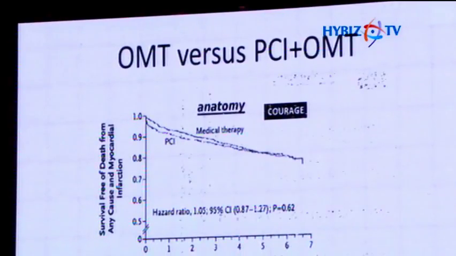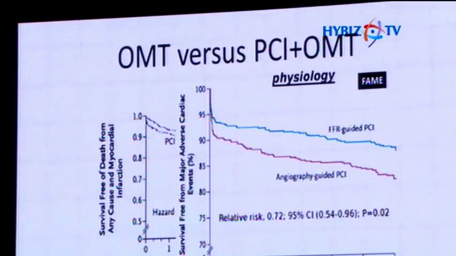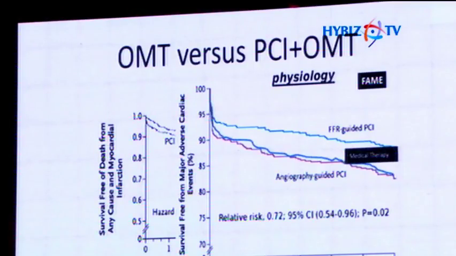Now, let's think about the FAME trial, where we showed that FFR-guided revascularization did significantly better than angiographic guidance. Now let's take the medical therapy arm of the COURAGE trial and superimpose it on the outcome of the FAME trial. And you can now see that when you add physiological information to your PCI procedure, you are beginning to differentiate your therapy from just optimal medical treatment.